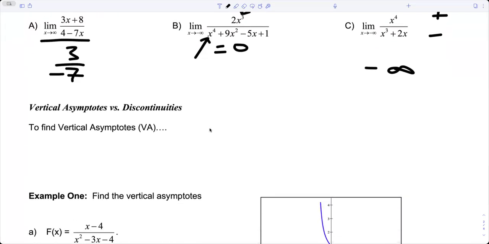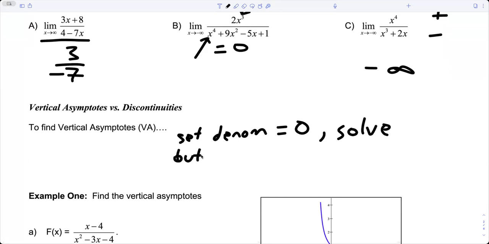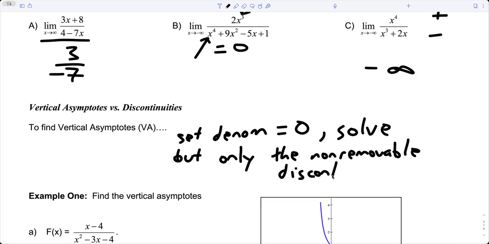Vertical asymptotes. To find vertical asymptotes, we are going to set the denominator equal to 0 and then solve, but only the non-removable discontinuities.